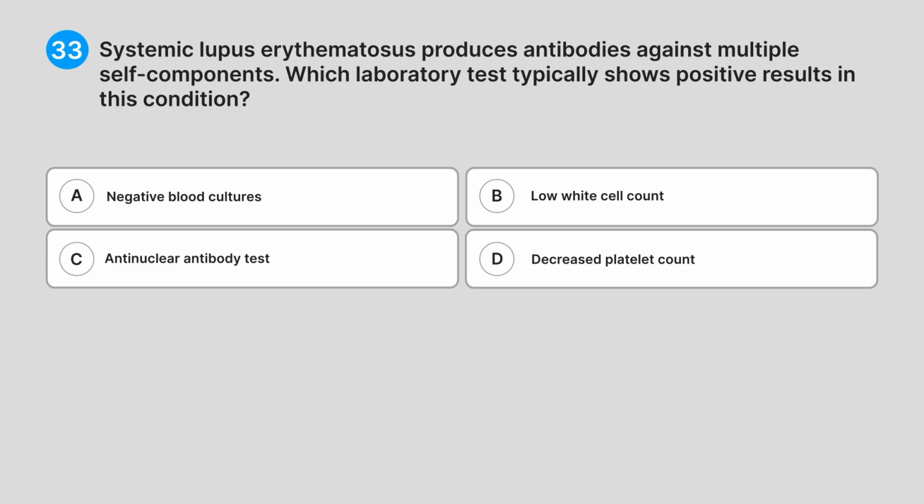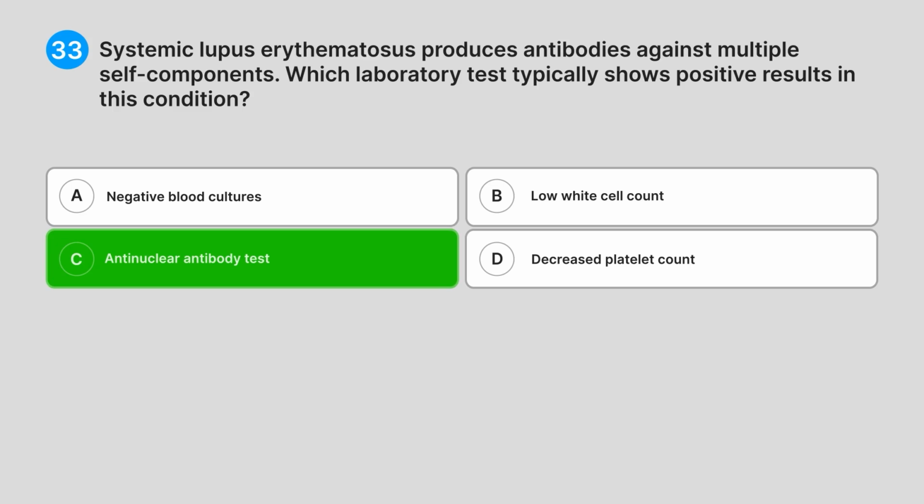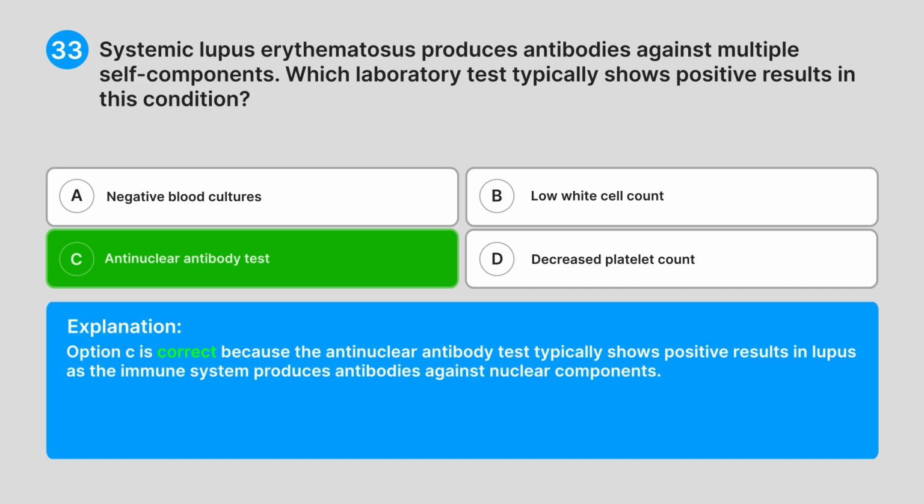Correct answer, C. Anti-nuclear antibody test. Explanation. Option C is correct because the anti-nuclear antibody test typically shows positive results in lupus, as the immune system produces antibodies against nuclear components.